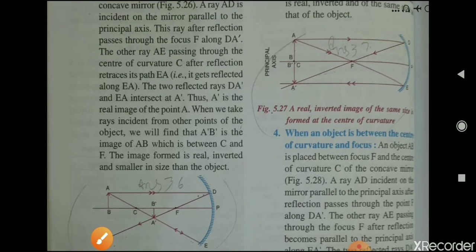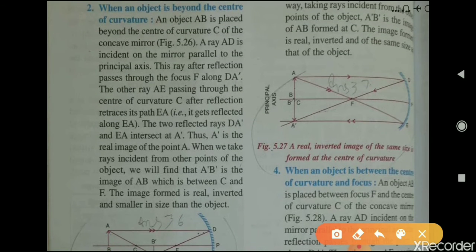Okay, now the third case is when the object is at the center of curvature. You can see here in this diagram, when the object is at center of curvature, two rays we have taken here, again one parallel to the principal axis and second one which passes through the focus. The ray which is incident parallel to the principal axis on the mirror passes through the focus, and the second ray which passes through the focus reflects back parallel to the principal axis, and they both meet at this point, that is at the center of curvature, but the image formed is inverted.